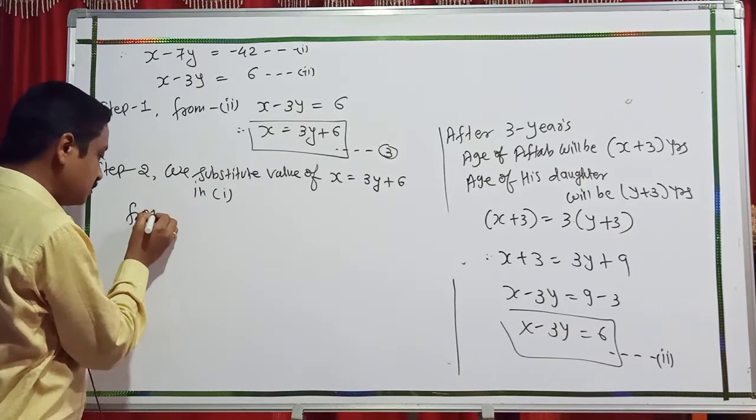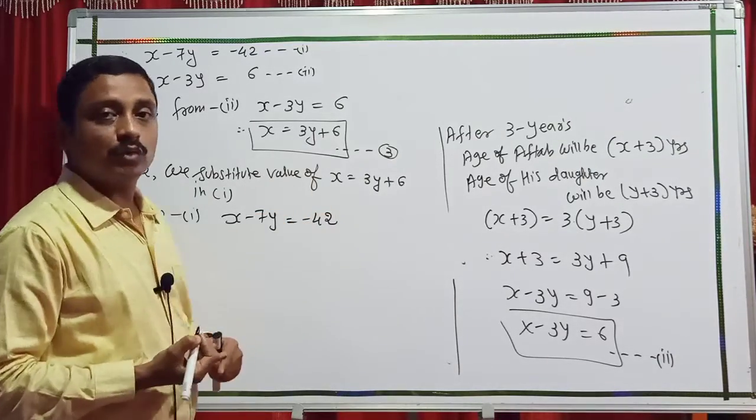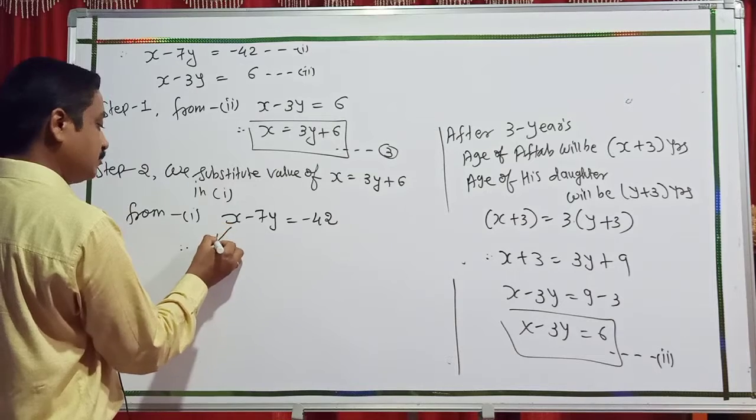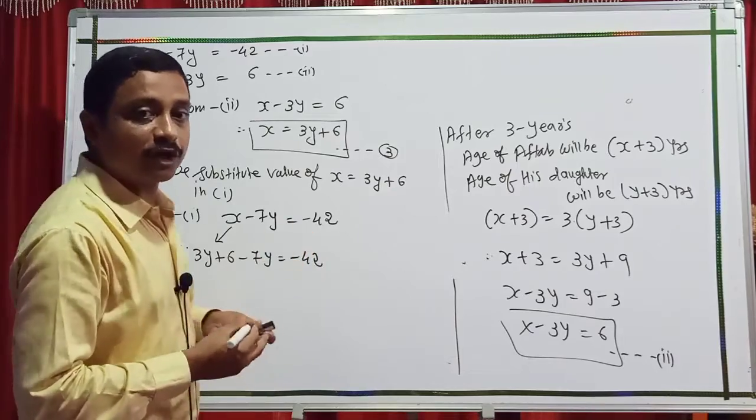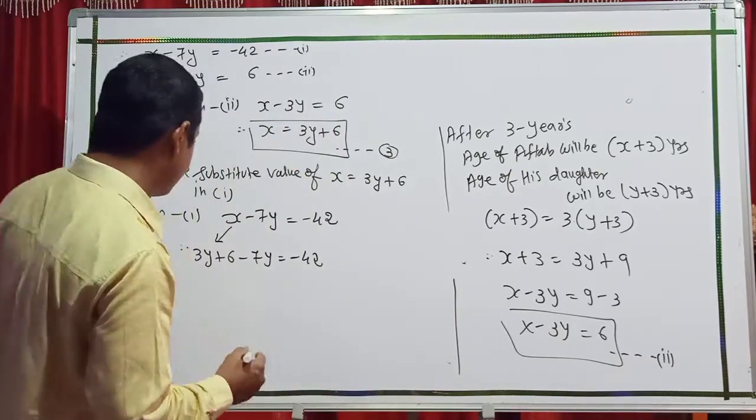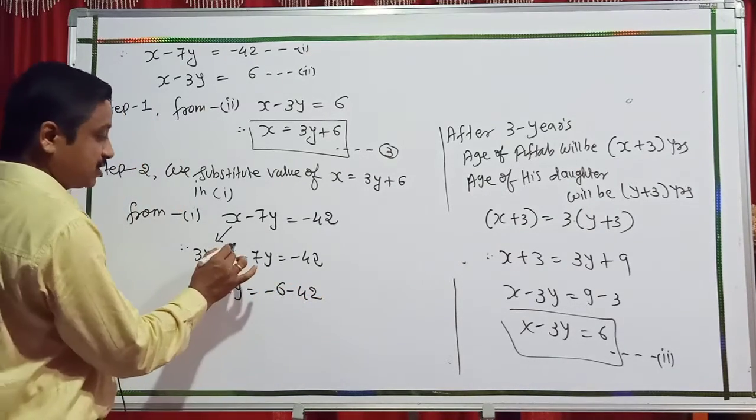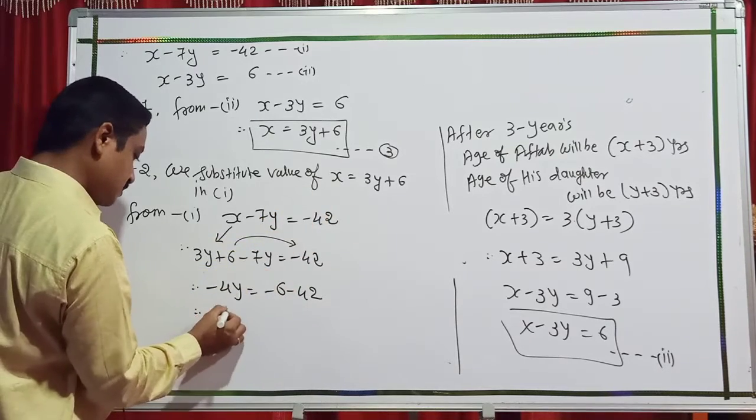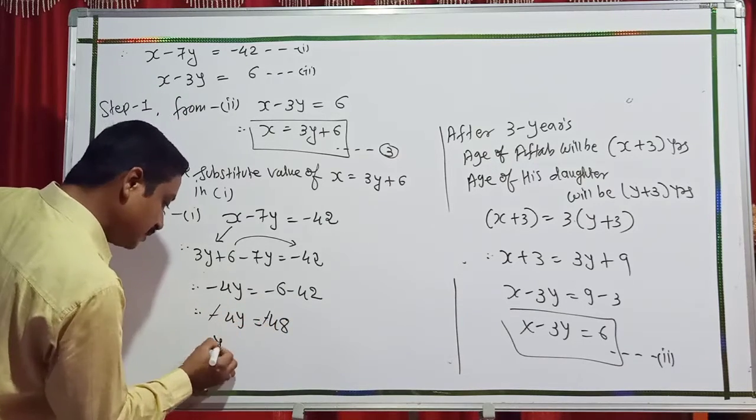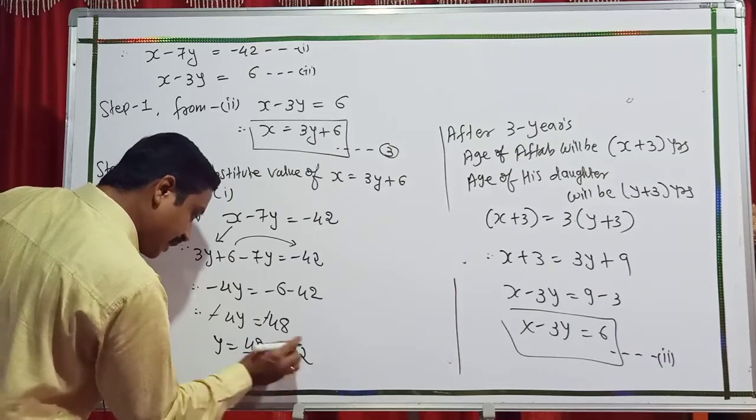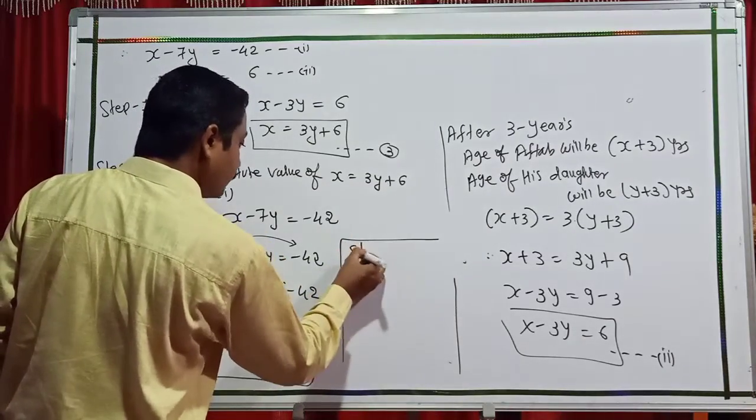Now what is 1? From 1, x minus 7y is equal to minus 42. So we put the x value 3y plus 6, minus 7y, and minus 42 as it is. So 3y minus 7y is minus 4y, and the plus 6 carried to the right side becomes minus 6, so minus 6 minus 42 is minus 48. Minus 48 divided by minus 4 is 12, so y is 12.